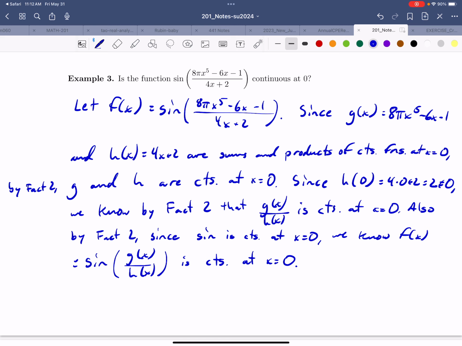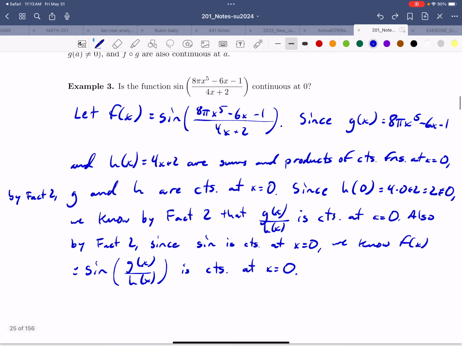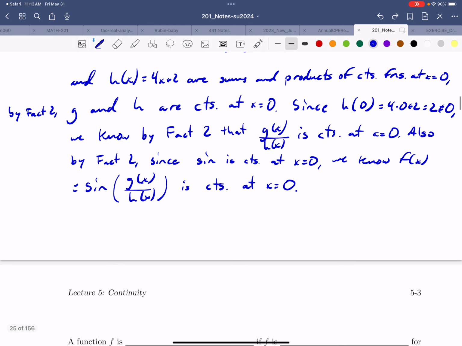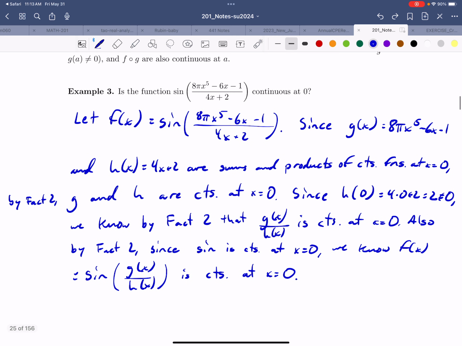So from these little baby building blocks of just polynomials and sine of x, we know that the quotient of the polynomials has got to be continuous. And then the composition, here's where the composition came into play, there's continuity going on there too. So this big complicated function, we know it's continuous without having to verify at every point, without having to take this nasty limit.